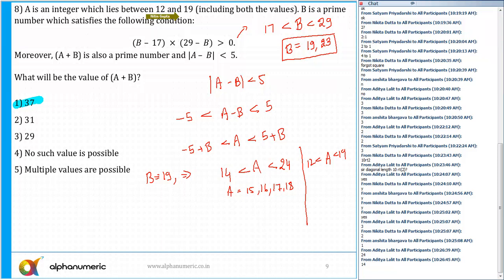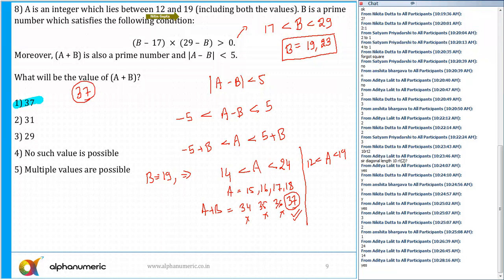If A is 15, what is the value of A plus B in that case? 15 plus 19 is 34, not possible. Then 16 plus 19 is 35, 17 plus 19 is 36, not possible, and 18 plus 19 is 37. Is 37 a prime number? Yes, 37 is a prime number. So one of the possible values is 37. Is that clear to all of you?